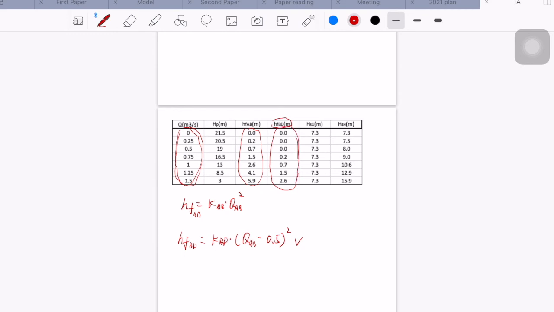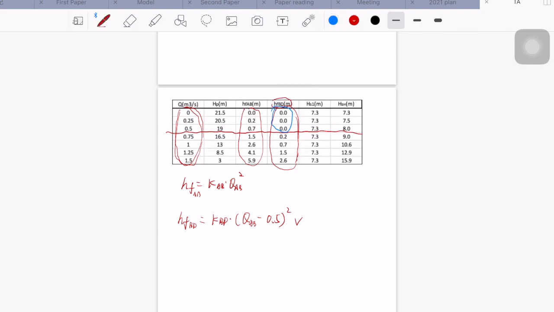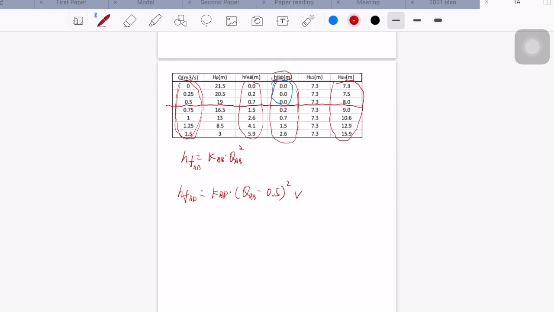And we need to note that when the discharge in the AB is less than or equal to 0.5 cubic meter per second, there is no flow in the pipe BD, so the friction loss in pipe BD is 0. And then we can determine the system head in this column, and we can plot the system head in a figure like this one.